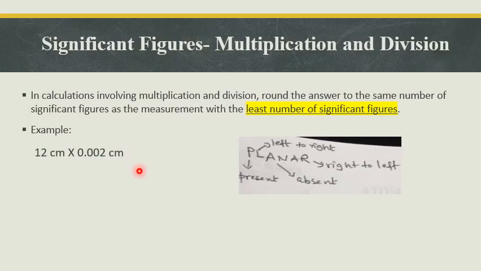So instead of writing 0.024, I have to write only one significant digit. How many significant digits are present in 0.024? Left to right with the first non-zero, so there are two sig fig digits. So I need only one. So I have to just write 0.02. So that's going to be my answer.